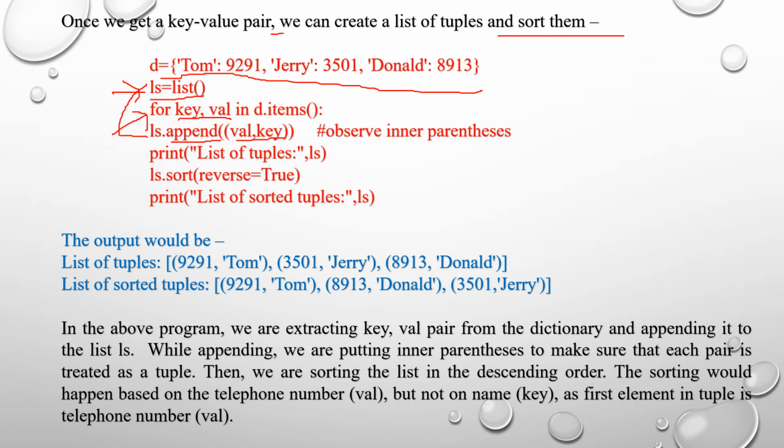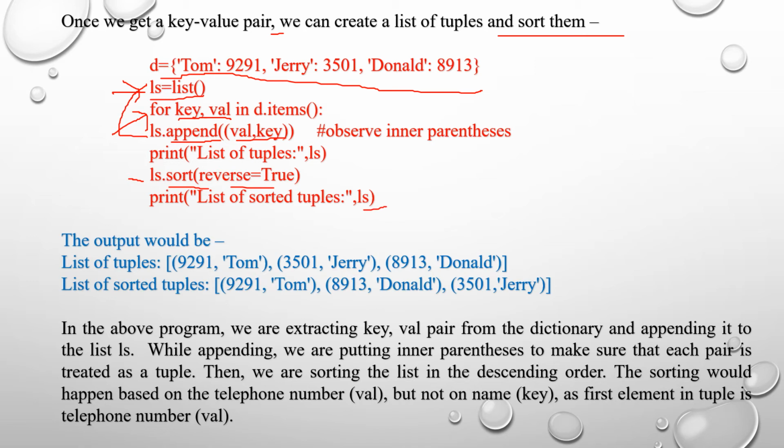So if you print the list, the Python interpreter will print the list values. After that I am going to sort the list by using the sort function. So here I am calling the list name ls. After that I invoke the sort function, and within the parentheses I am going to pass reverse equal to True. At the end I am going to print the list of sorted tuples ls.